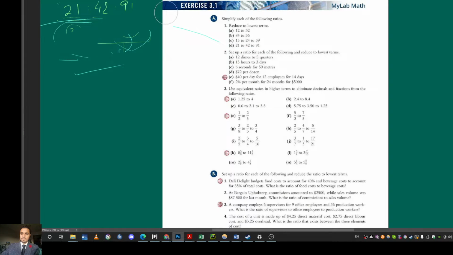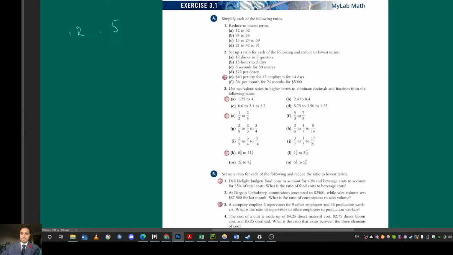Okay, very good. So let's look at what the other questions are asking us. Set up a ratio for each of the following and reduce to lowest terms. 12 dimes to 5 quarters. Okay, 12 dimes to 5 quarters.